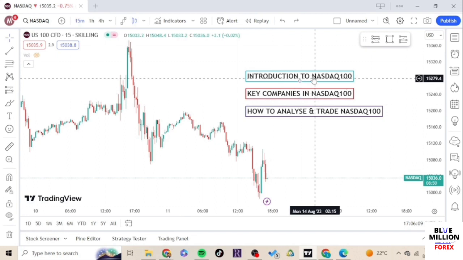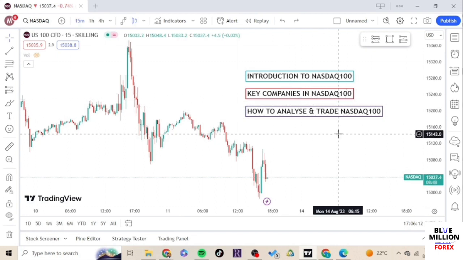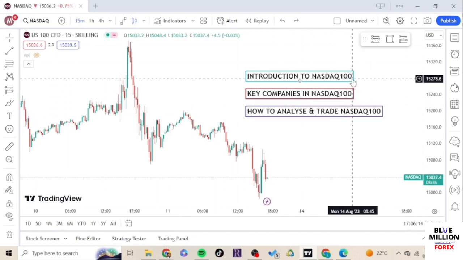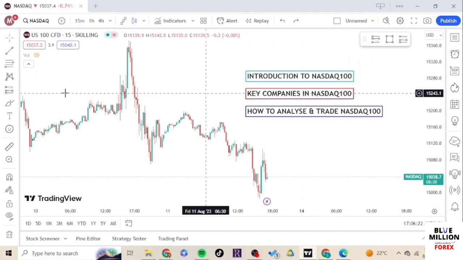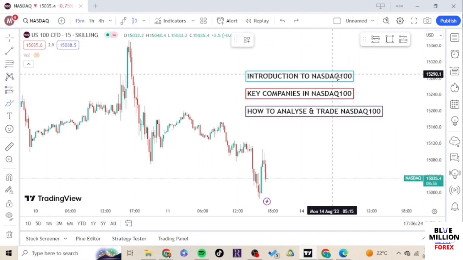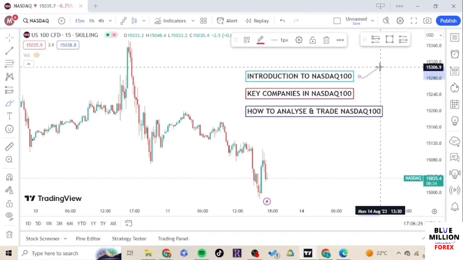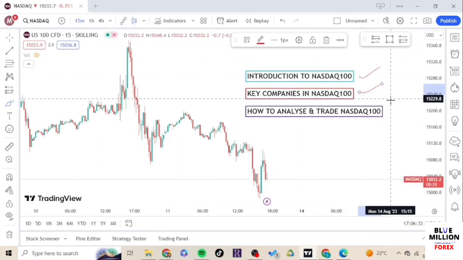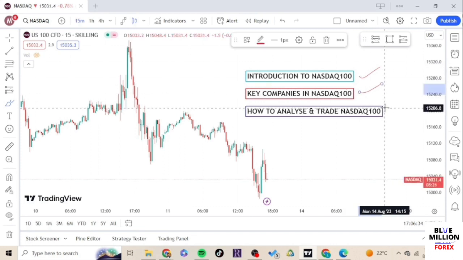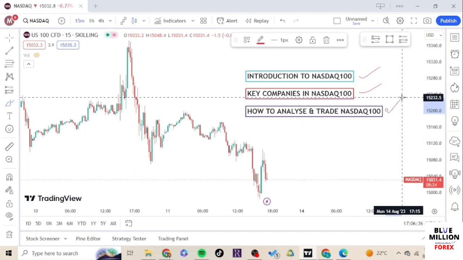Now, the first one is an introduction to NASDAQ. To better understand NASDAQ, we first need to know what NASDAQ is. The second part of the video is the key companies in NASDAQ. We're going to learn about the companies that are listed on the NASDAQ 100 stock exchange. And thirdly, the most important one, how to analyze NASDAQ and how to trade NASDAQ. Now, without any further ado, let's get into the video.